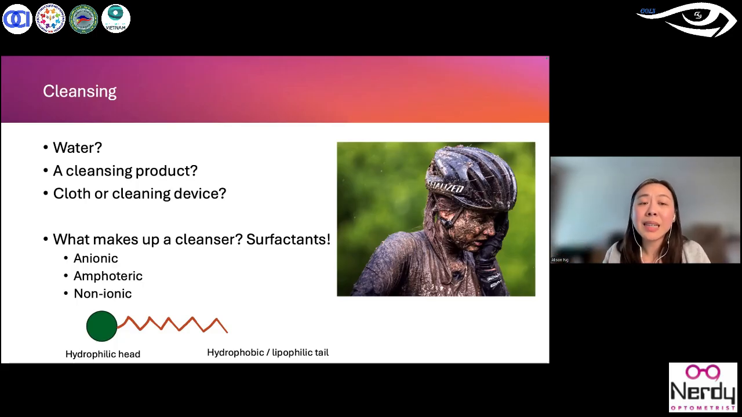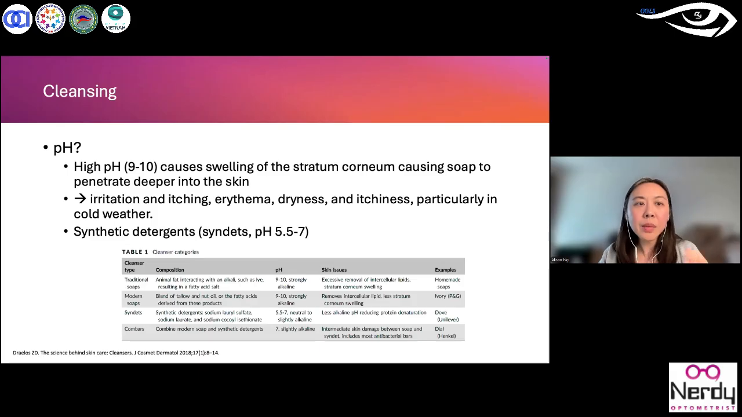Effectively, what is in a cleanser is surfactants, and these are the things that really make a cleanser work well. You have a hydrophilic head and a hydrophobic tail, and the hydrophobic tail is attached to the dirt, and the hydrophilic head enables it to disperse in water and then rinse off the dirt. So a cleanser can be a highly effective agent for a lot of our patients. But the concern with some cleansers is the pH of them. Skin itself is naturally acidic. And unfortunately, a lot of cleansers can be high pH, so quite the opposite of acidic.